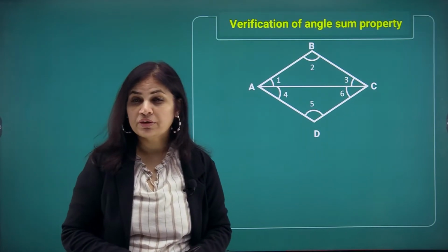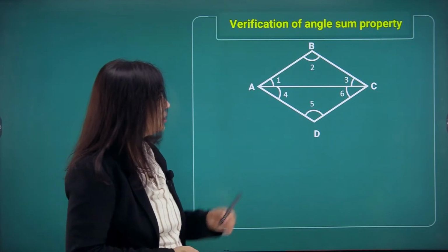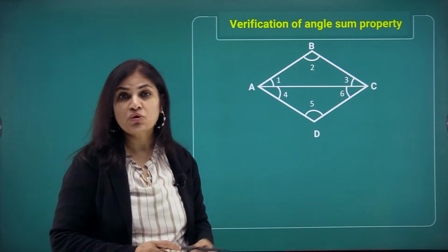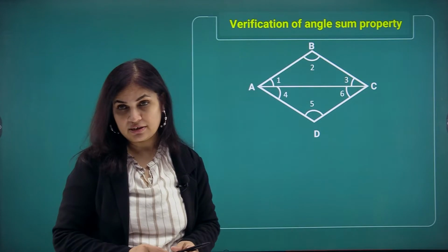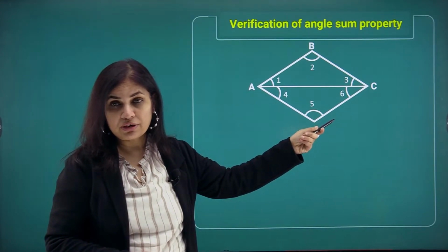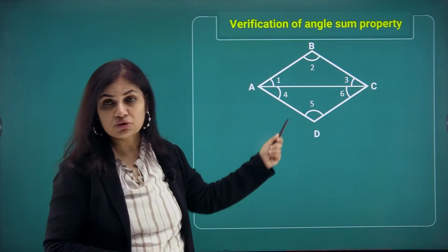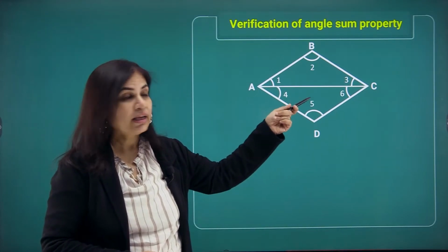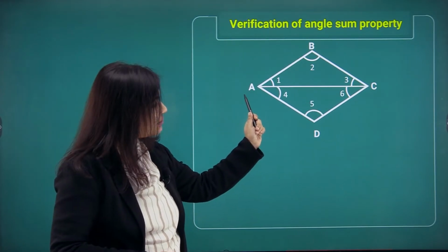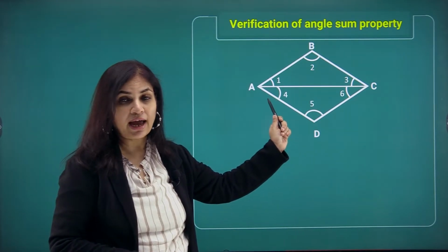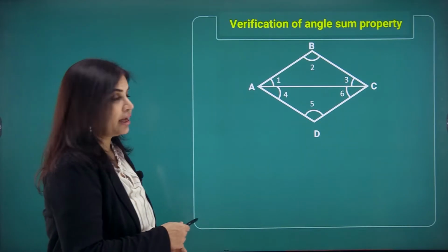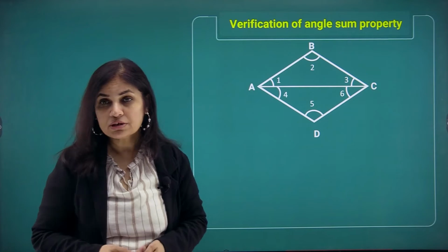Suppose we have a quadrilateral ABCD and we divide the quadrilateral into 2 triangles by joining the opposite vertices A and C. So, AC is the diagonal of the quadrilateral which divides the quadrilateral into 2 triangles. Triangle ABC has angles 1, 2 and 3 named, and triangle ADC we have named the angles as 4, 5 and 6. We have numbered the angles. How will I prove it?